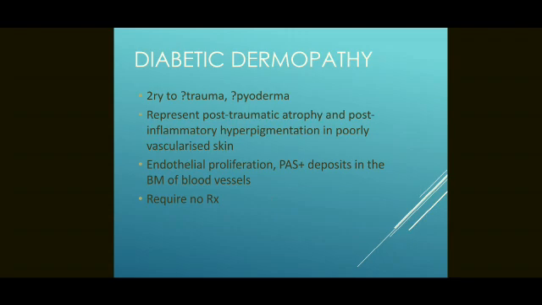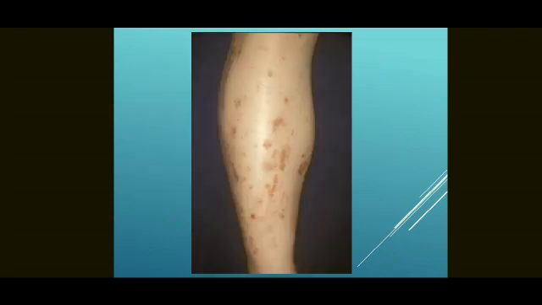It may be secondary to trauma or previous pyodermas. It represents post-traumatic atrophy and post-inflammatory hyperpigmentation in poorly vascularized skin of the lower limbs. Endothelial proliferation and PAS positive deposits in the basement membrane of the blood vessels are the histopathological findings. It does not require any treatment. This is a picture showing multiple hyperpigmented macules with atrophy on the shin of the tibia.